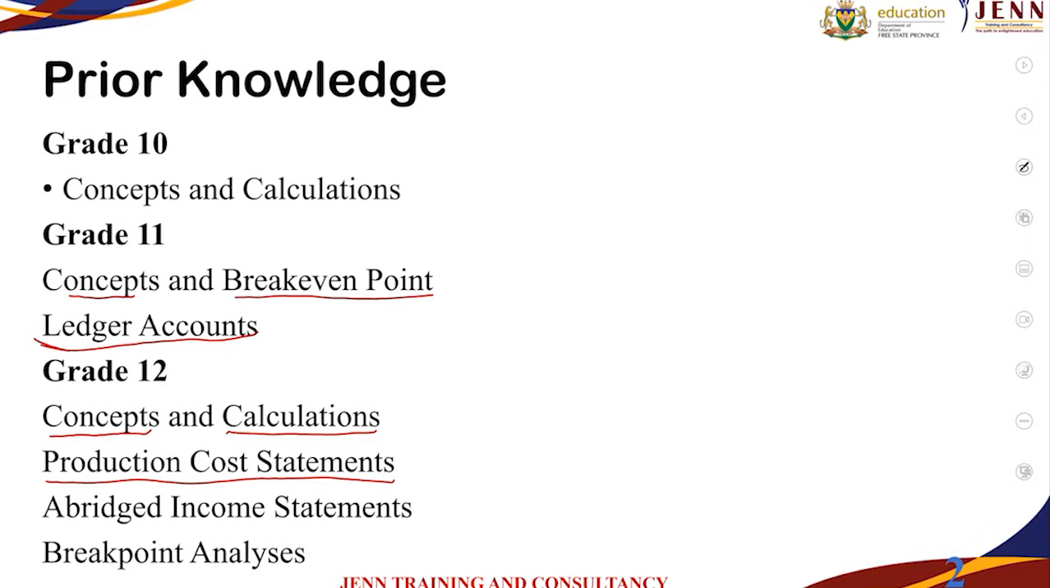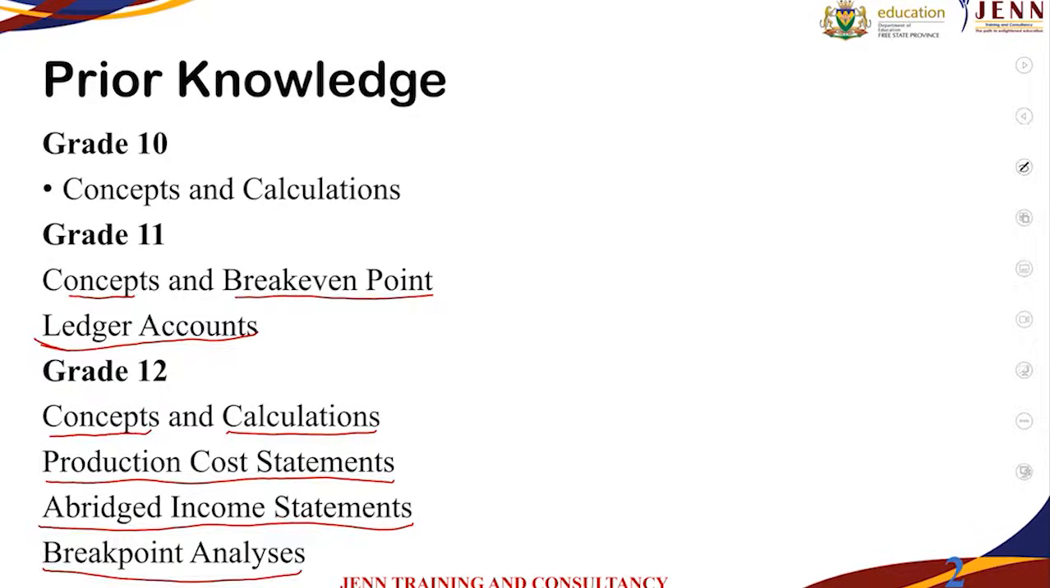And then secondly, we are also going to look at the abridged income statement, meaning we still need to know whether we are making a profit or a loss in this manufacturing business as well. So we will also deal with the abridged income statement in the grade 12 syllabus. And then lastly, it will be break-even point analysis. We are still going to continue as we started with it in grade 11. This simply means we continue again in grade 12 as well. So this is the main content that we are going to cover in grade 12 with regard to this topic.